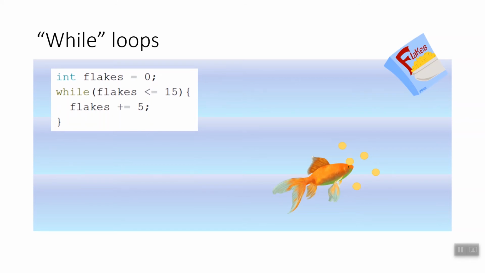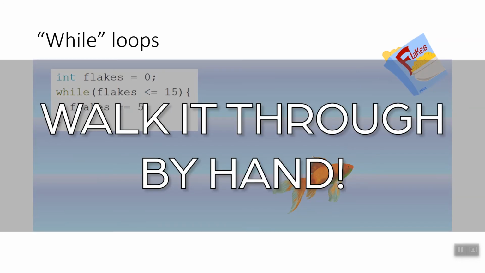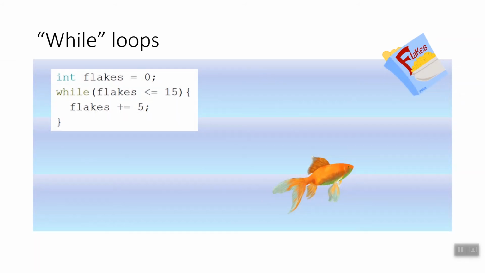Now this example is a little confusing to look at, but here's why I brought it up. Especially with loops, if you're unsure if you've written it right, walk it through by hand. It will be your best friend. So we initialize flakes to be 0. Is 0 less than 15? Yep, so we give Sandy 5 flakes. Now, our number of flakes is 5.